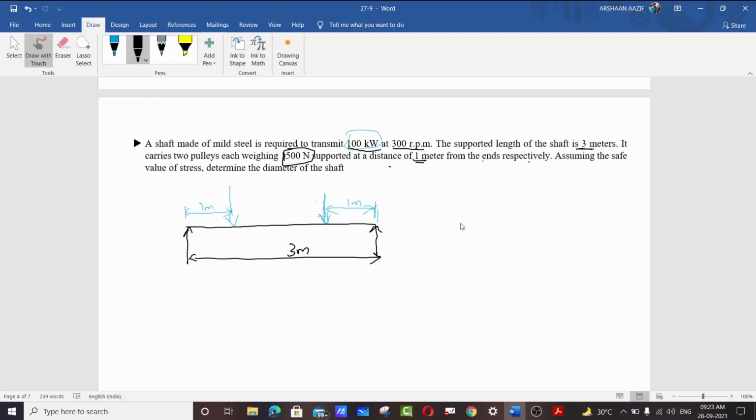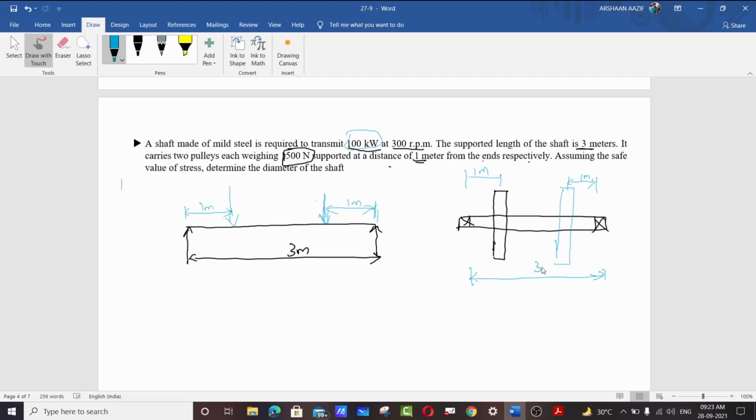If you represent this as a shaft, it will be like this. This is your shaft which is supported by bearings, and there are two pulleys, one at this end, the other at this end. This is 1 meter, this is 1 meter, and the total length of the shaft is 3 meters.